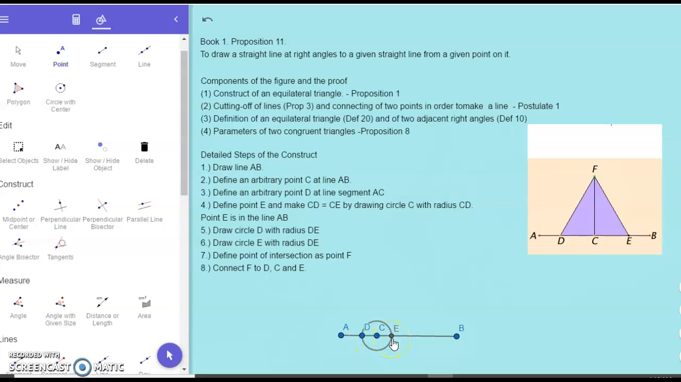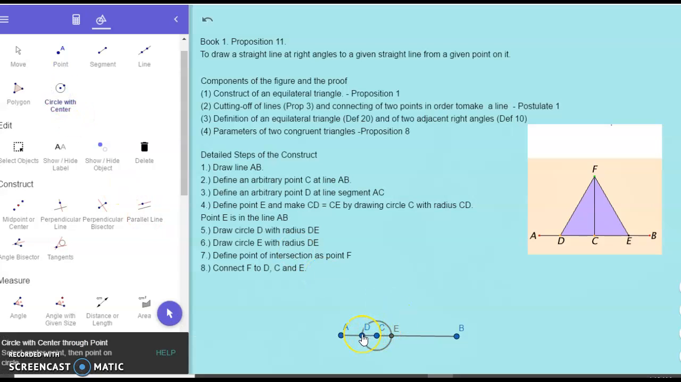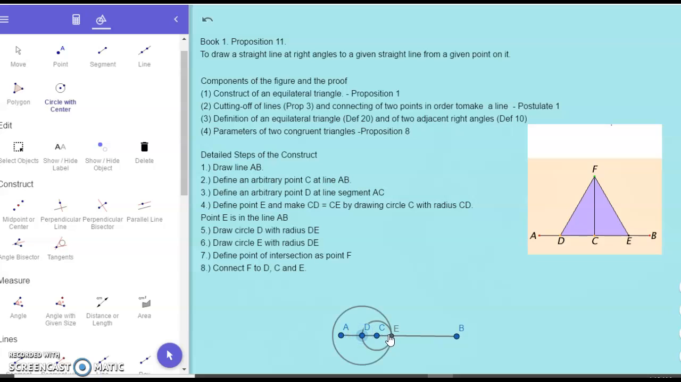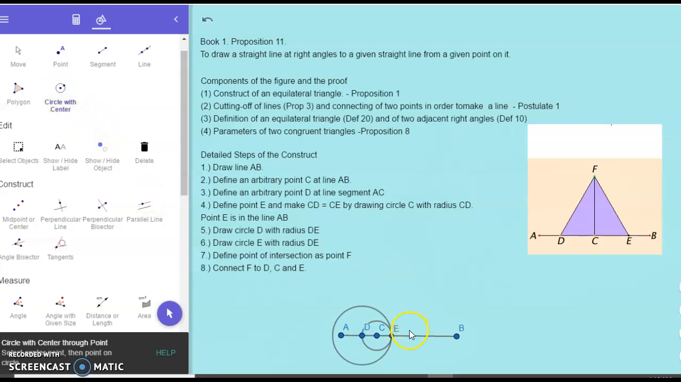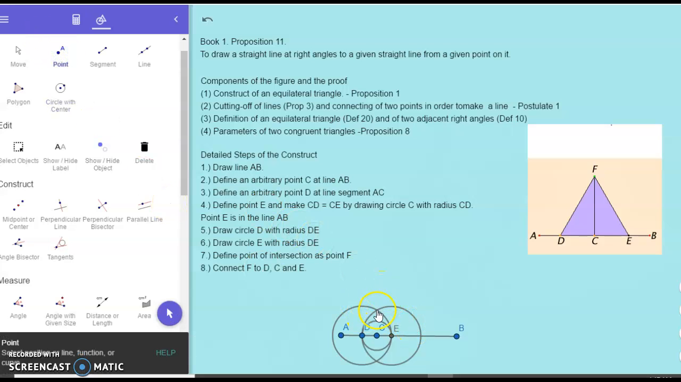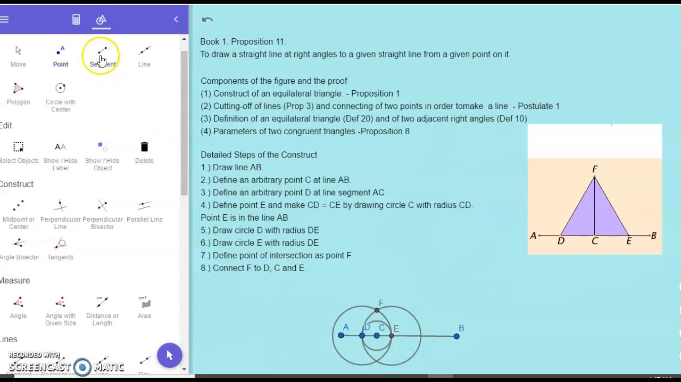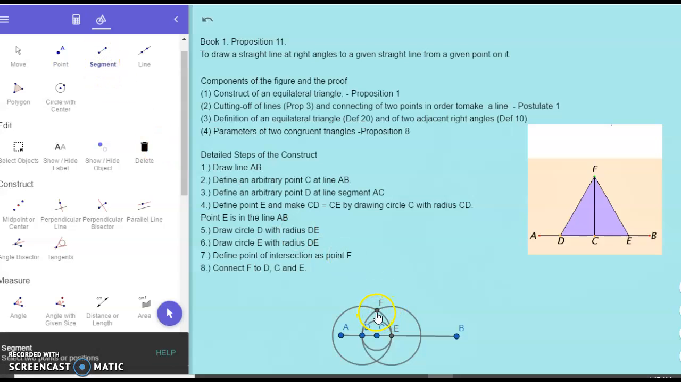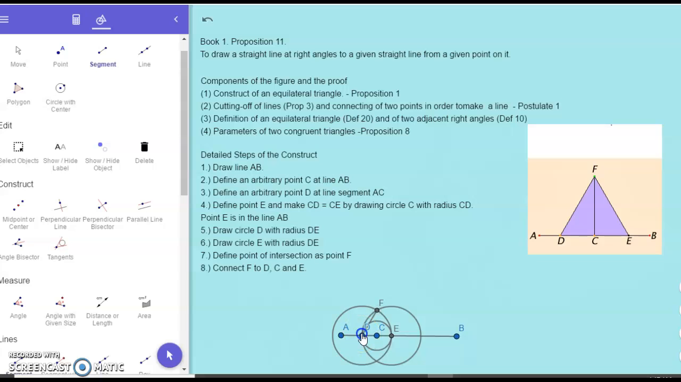Now let's create the equilateral triangle. In order to do that, we have to draw a circle with center D and radius DE, and we will also draw a circle with center E and radius DE. The point of intersection between the two circles here is point F. All right, and then let's connect the points to draw the equilateral triangle.